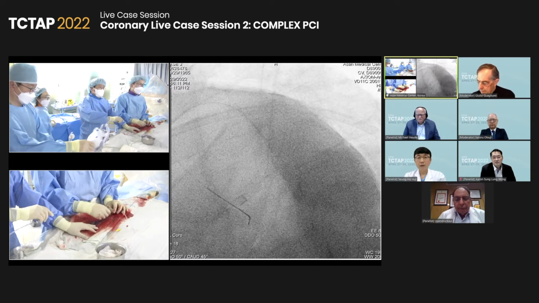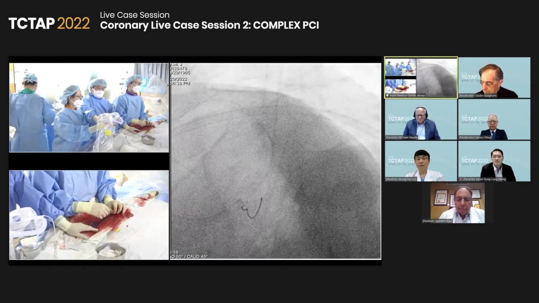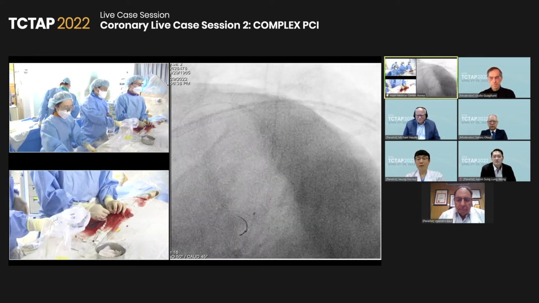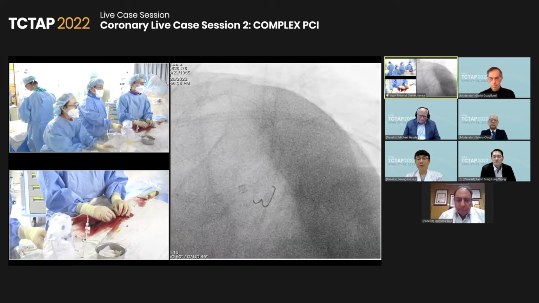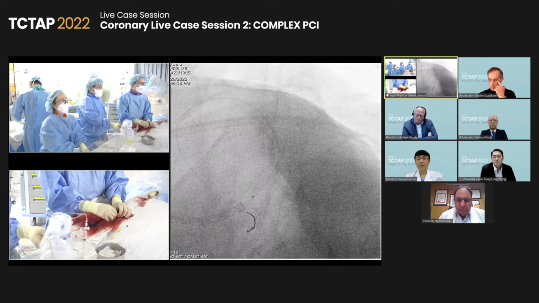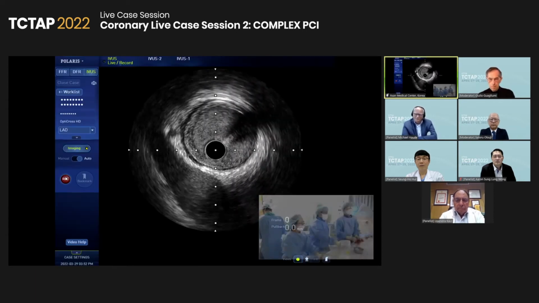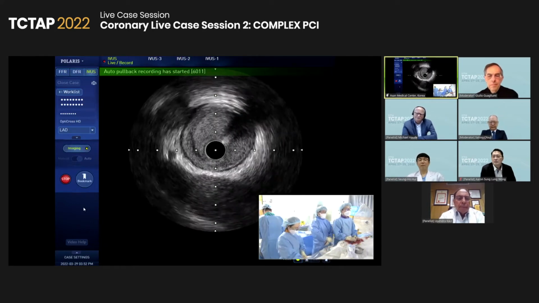Dr. Gang's procedure is very step by step. For circumflex stenting, Dr. Gang maximized the circumflex stent area. And now Dr. Gang is focused on the LAD. So after LAD IVUS evaluation, Dr. Gang will apply high pressure further to optimize the LAD stent outcomes.